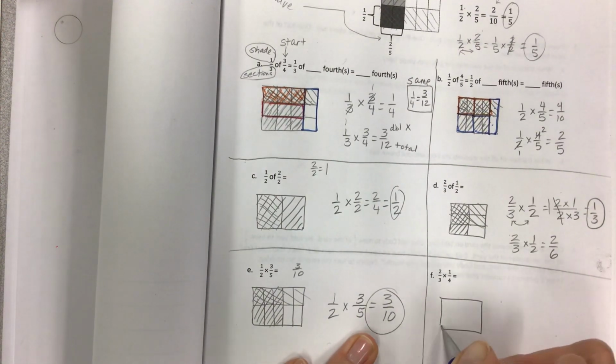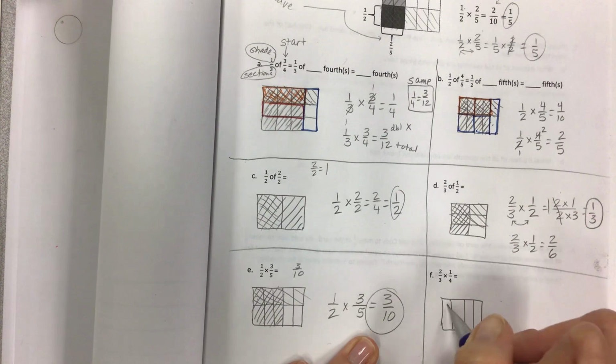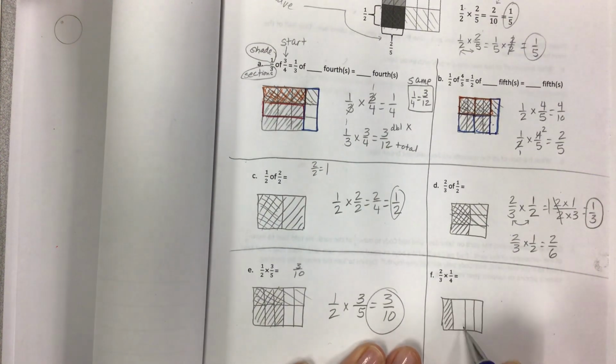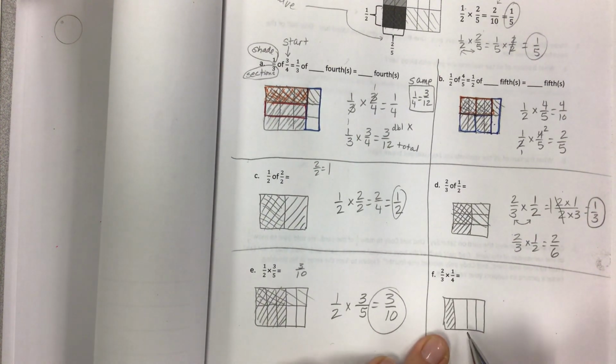2/3 of 1/4. 1/4, ooh, that's a terrible model. Look at that big fat section. Anyway, let's pretend they're the same. 2/3 of 1/4. We need 3 sections going this way.